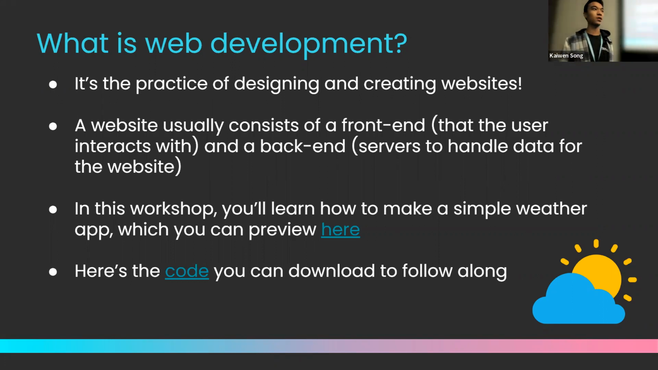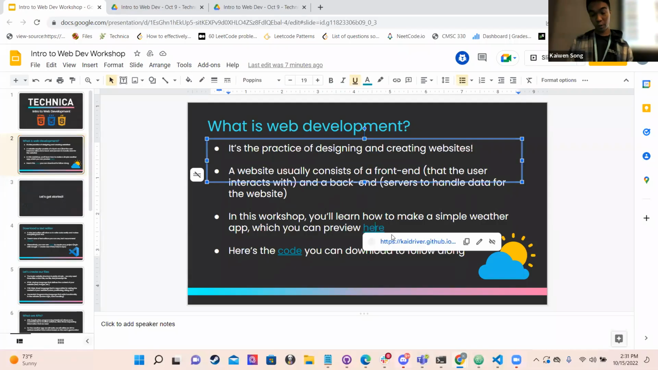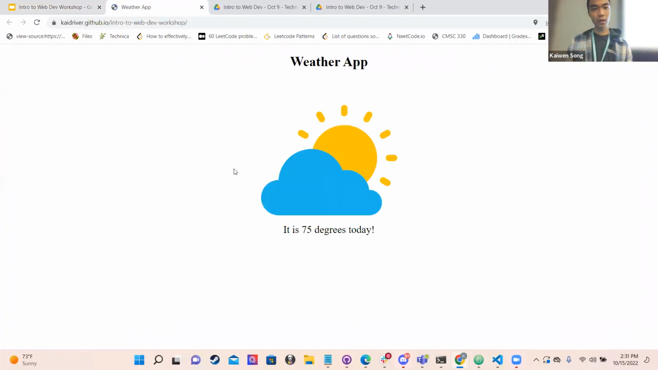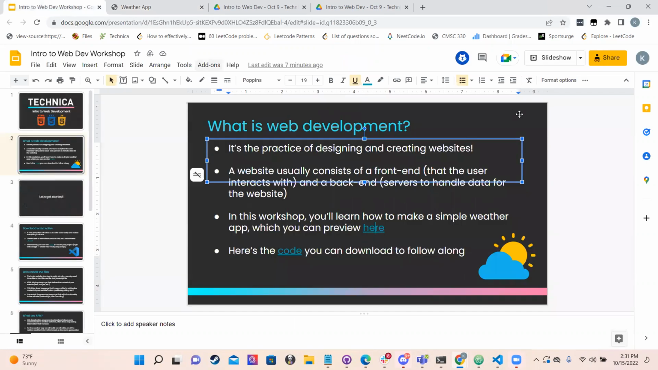In this workshop, I'm going to teach you how to make this simple weather app, which I'll preview for you right now. It looks like this. It'll tell you the current weather, like the temperature and also the status of the clouds. This is based on the user location, so if you're in California, it will tell you the temperature in California. Pretty cool, simple website that you will learn how to build after this workshop.